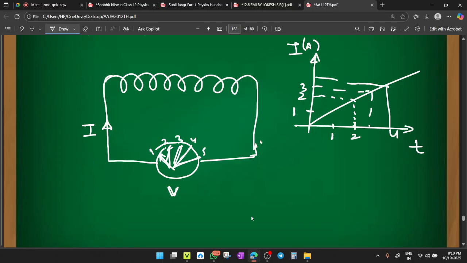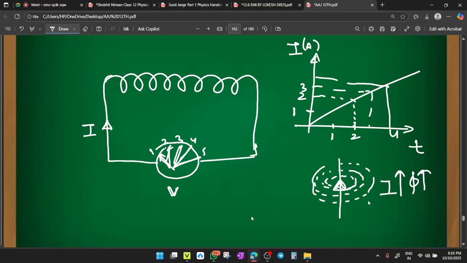Right? You know, by the Oersted experiment, the amount of magnetic field or magnetic flux linked with the coil depends on the amount of current. It means as you increase the amount of current, the amount of flux also increases. Yes or no? B is proportional to the amount of current. We already read that. It means when you increase the amount of current, the amount of flux also increases.